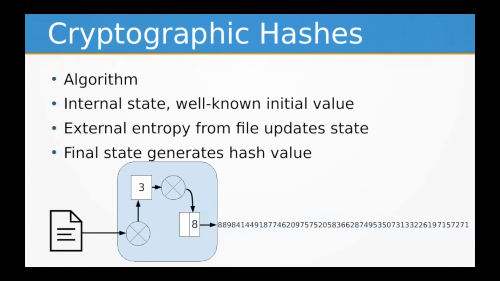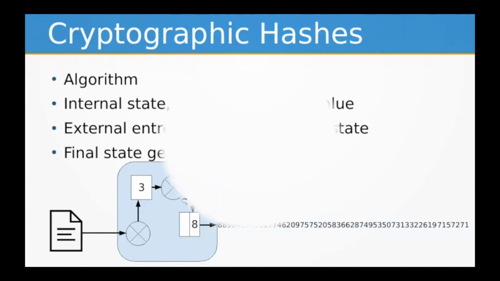Cryptographic hash algorithms work like random number generators. Each uses a well-known mixing algorithm and a specific initial state. The data being hashed is used as external entropy and updates the internal state. After all of the data is processed, the final state generates the hash's value.